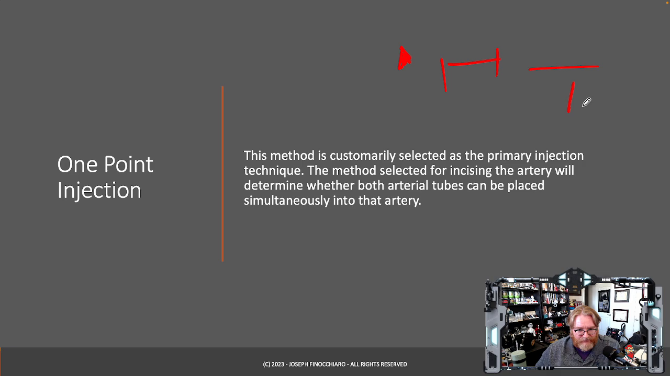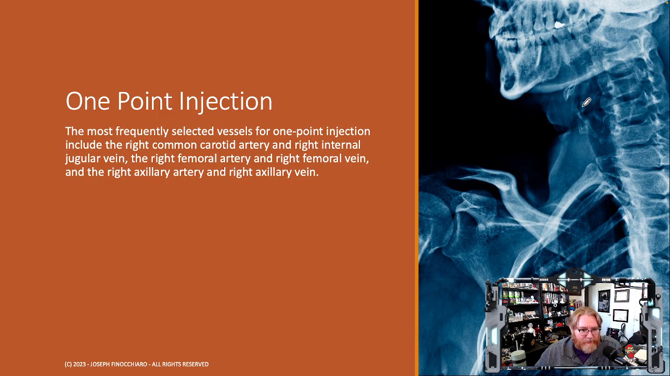Inserting an arterial tube into both directions was not something that was a high priority for me. I know for other embalmers that is different. The most frequently selected vessels for a 1-point are going to be the largest arteries we can access on the adult human body, which is the right common carotid artery, the right internal jugular vein, and then the femorals, followed lastly by the armpits.